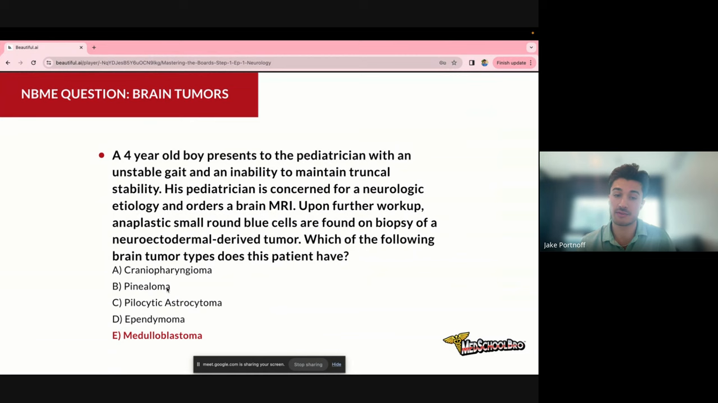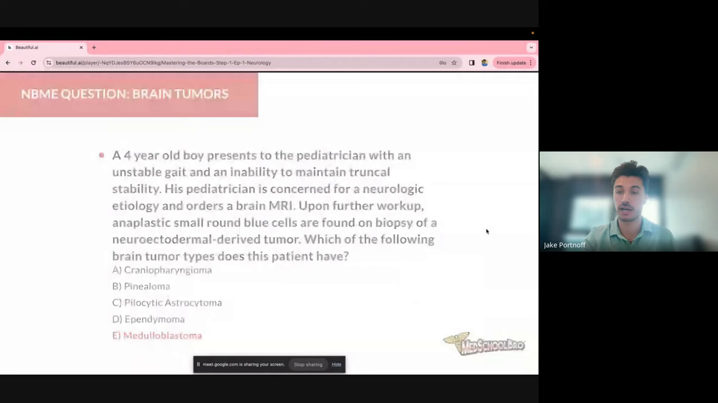Pilocytic astrocytoma, ependymoma, we're going to talk about in the next slides. Pilocytic astrocytoma, I think pilocytic with posterior. Ependymoma is in your fourth ventricle. And we talked about our medulloblastoma, classically found in the cerebellar vermis, which is why we got this truncal instability. Okay, this is very high yield, guys. And histology in particular is something you will 100% see on your step exam.